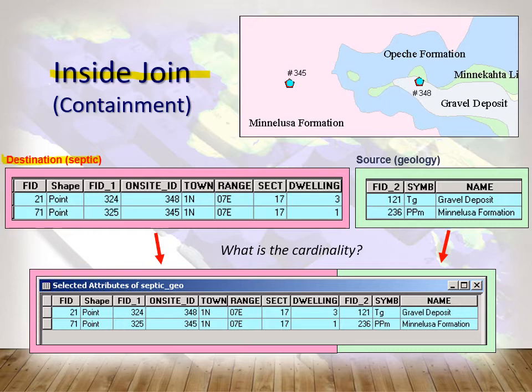So this formation is underneath the number 345 septic tank. So that field, which has 345, would be combined with this geologic formation, and it would be used in the same table. You would see this in an appended table. When you create a spatial join, you actually create a new data set.